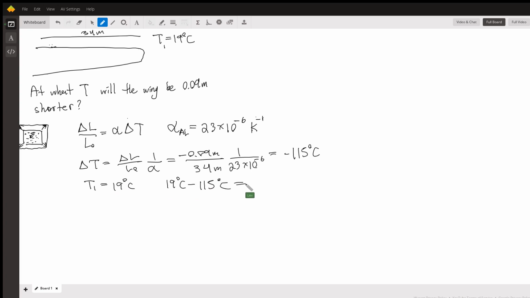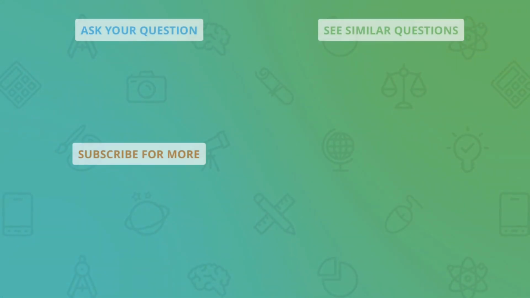I'm just going to compute that really quick. 19 minus 115 is negative 96, so negative 96 degrees Celsius will be your final answer. To recap, a change of 115 degrees Celsius will cause this wing to decrease by 0.09 meters, or 9 centimeters, and the temperature at which it will be that length is negative 96 degrees Celsius. I hope this helped.